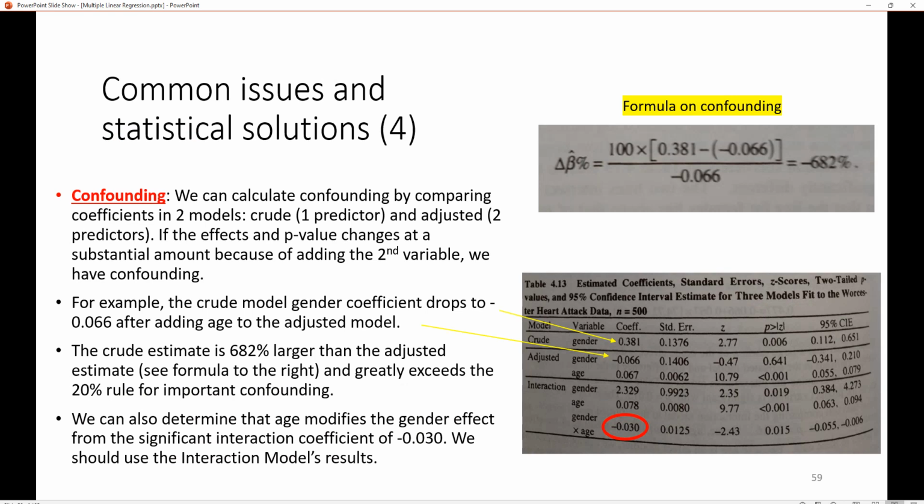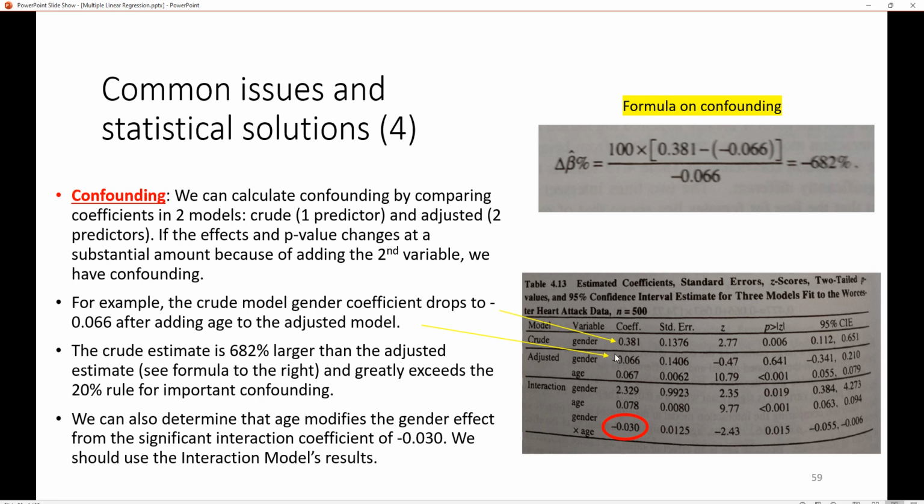And to measure confounding, we can calculate confounding by comparing coefficients in two models. We call a model with one predictor the crude model, and we call a model with two or more predictors the adjusted model. That means we're looking at one effect, such as gender, adjusted by age. If the effects and p-values change by a substantial amount because of adding the second variable, we have evidence for confounding. For example, the crude model for the gender coefficient drops to 0.066 after adding age into the adjusted model.